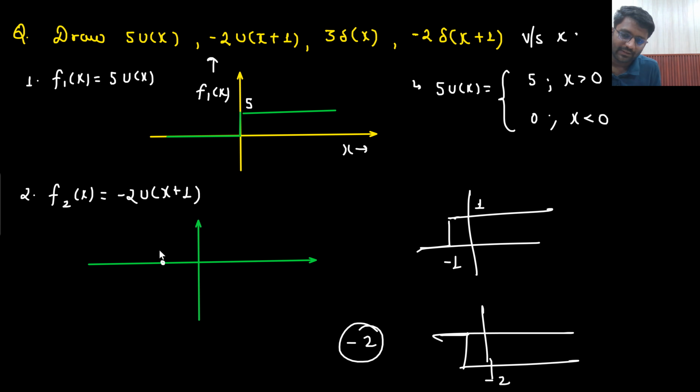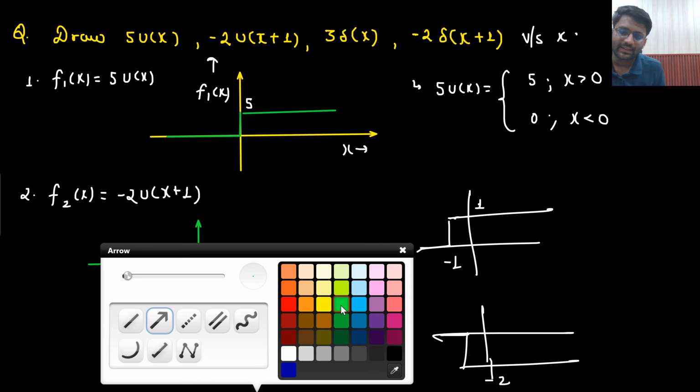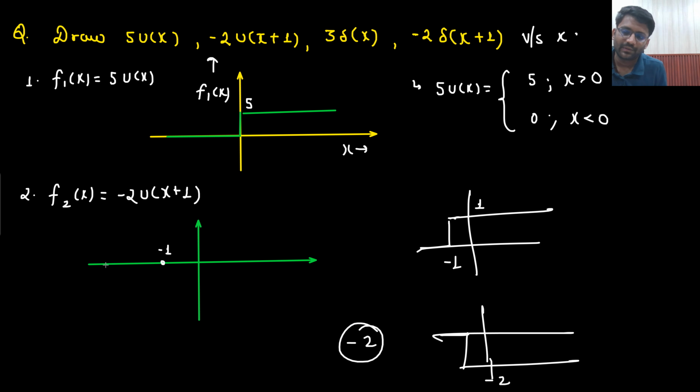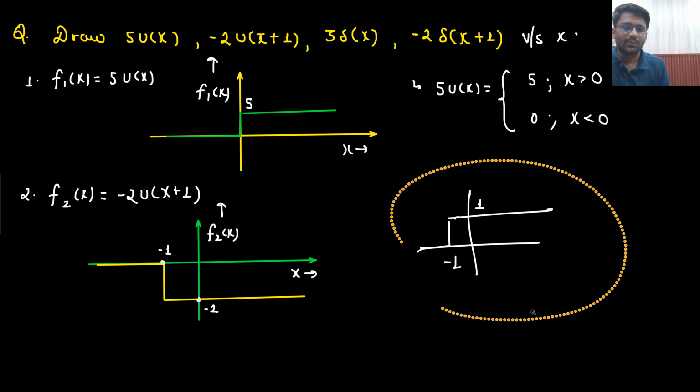At minus 1, so for x less than minus 1, the value is 0. And at minus 1, the value has become minus 2. This is your f2x versus x. There you go. This is the scenario.